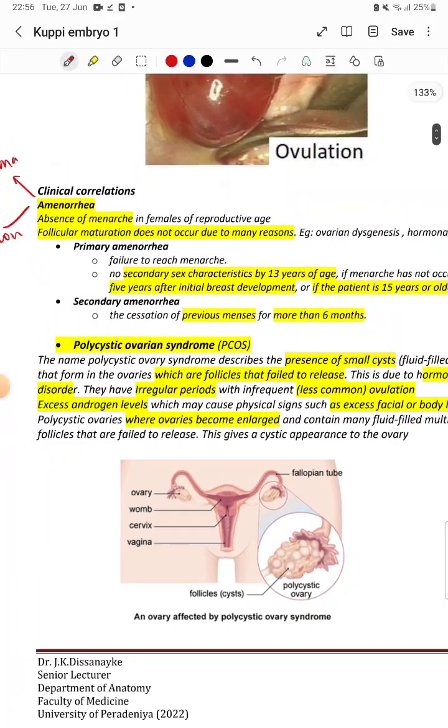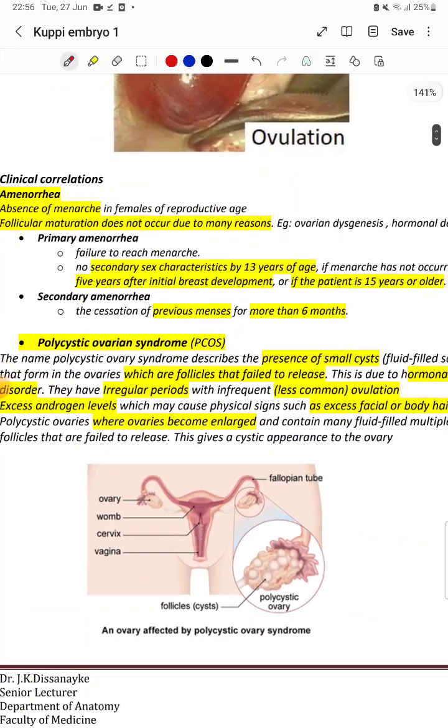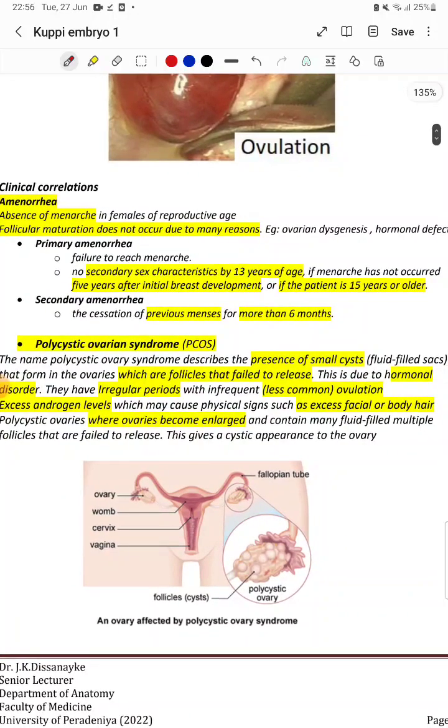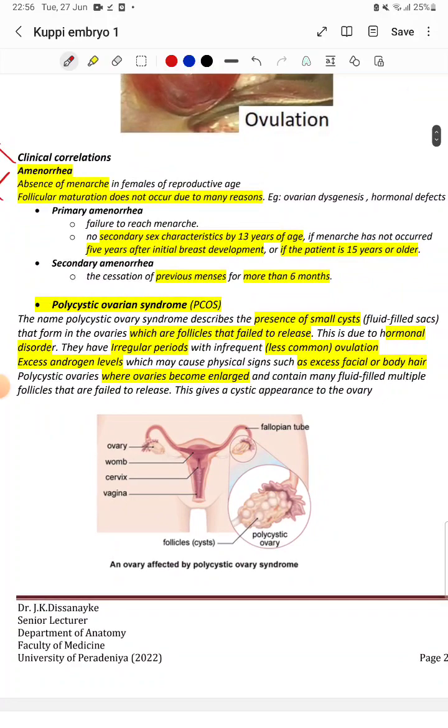Polycystic ovarian syndrome is very, very prevalent in this day and age, and it's the presence of small cysts within the ovary, and these small cysts will be fluid filled, right? And these are fluid filled sacs. These are what cysts are, and it causes the ovaries to become enlarged.